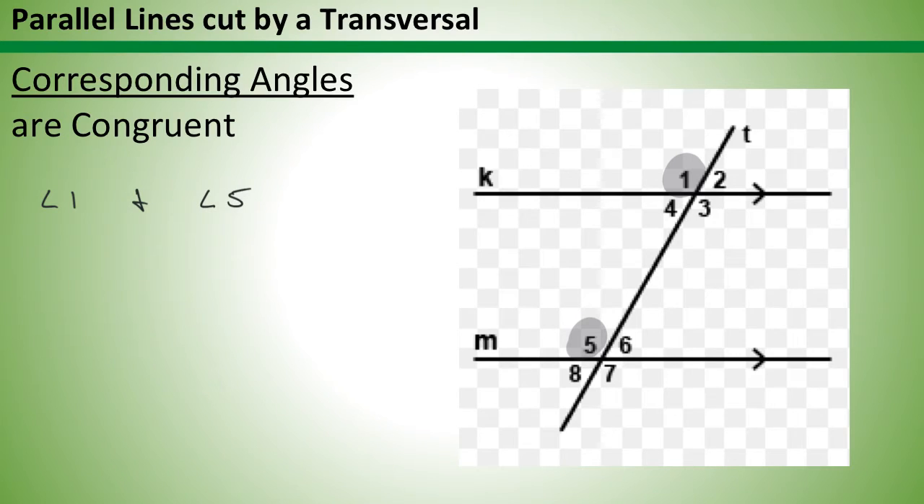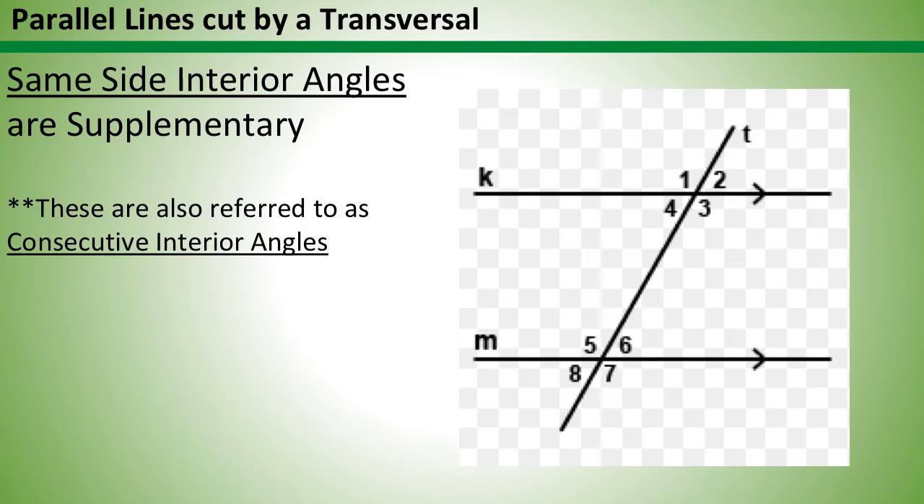Another set of corresponding angles would be 2 and 6. Then we also have angle 3 and angle 7, and angle 4 and angle 8. Corresponding just means that they are in the same place: either top left, top right, bottom left, or bottom right.